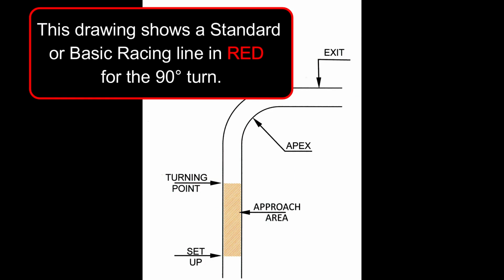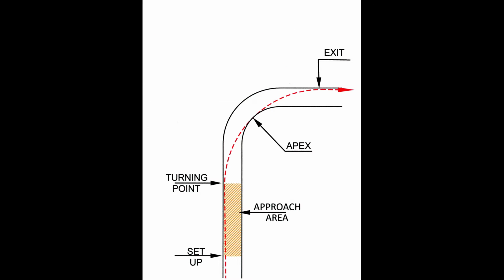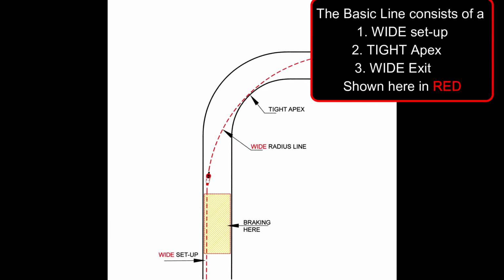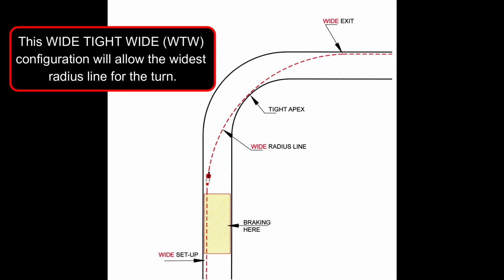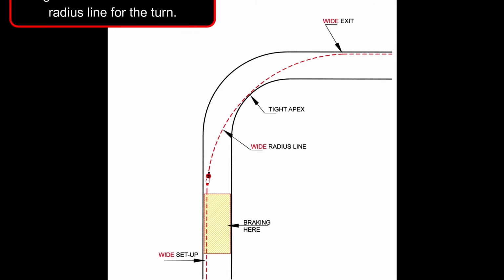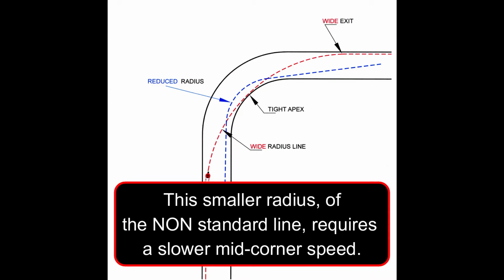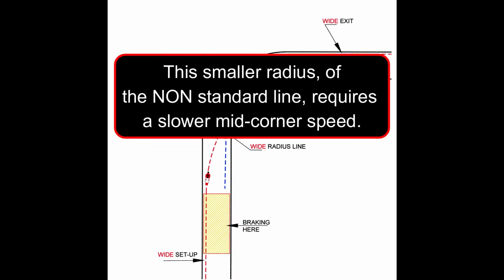This drawing shows a standard basic race line in red for a 90-degree corner. The basic line consists of a wide setup, a tight apex, and a wide exit, shown here in red. This wide, tight, wide configuration will allow the widest radius for the turn. Any variation from the wide, tight, wide line will require a smaller radius, as is shown in this example in the blue dotted line. This smaller radius of the non-standard line requires a slower mid-corner speed.